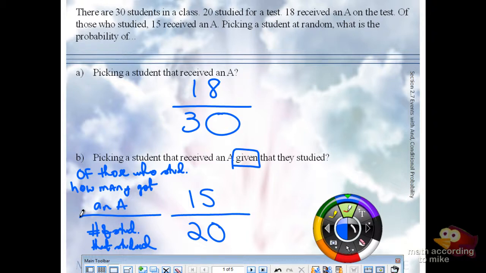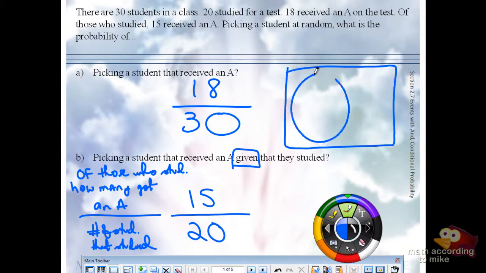In terms of a Venn diagram, we would need two circles. We would need a study circle, and we would need a circle for A's. The leaf would represent those who studied and got A's. How many studied and got A's? 15. Of those who studied, 15 received an A. How many total studied? 15 of which got an A. How many did not get an A? 5.